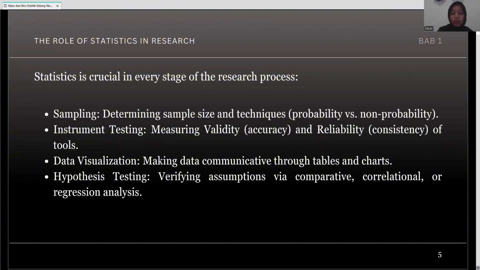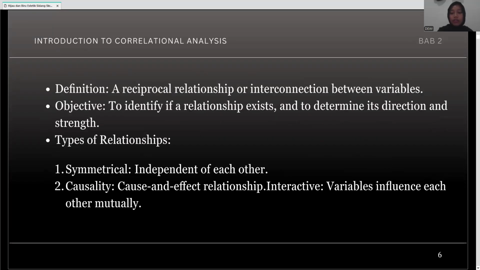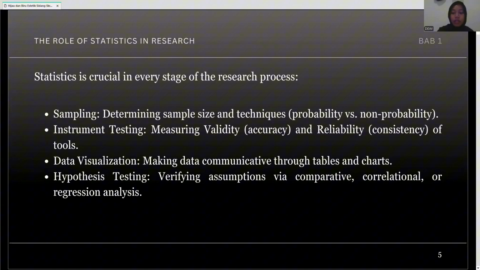Okay, let's move on to Chapter 2, Correlational Analysis. Introduction to correlational analysis. Chapter 2 discusses correlational analysis. Correlation means a relationship between variables. Its objective is to identify whether a relationship exists and to determine its direction and strength.